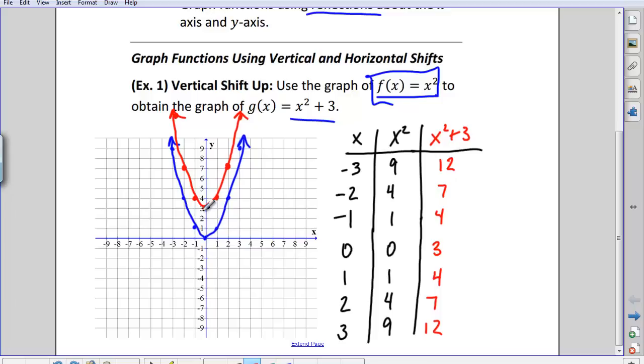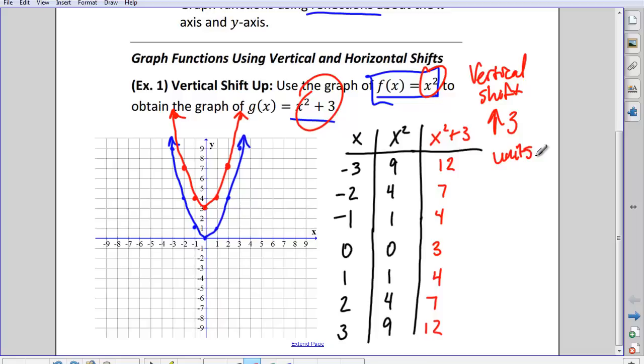You've probably made the connection now that when we went from x squared to x squared plus 3, we moved up vertically. It's a vertical shift. We went up 3 units. So if we take our original graph x squared and put a plus 3 on the end, we get a vertical shift up 3 units. And you can imagine if I put a minus 3 on there, that's going to be a vertical shift going down 3 units. So that's how we do vertical shifts. You just add or subtract to the original function to shift it up or down. Pretty simple.